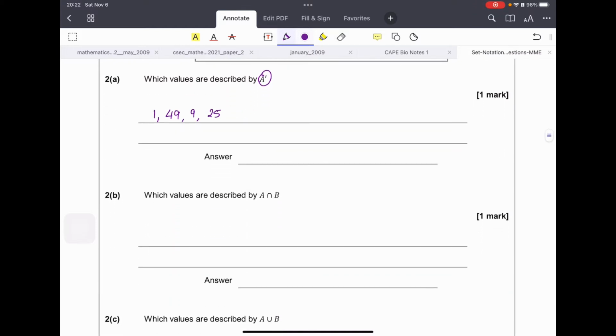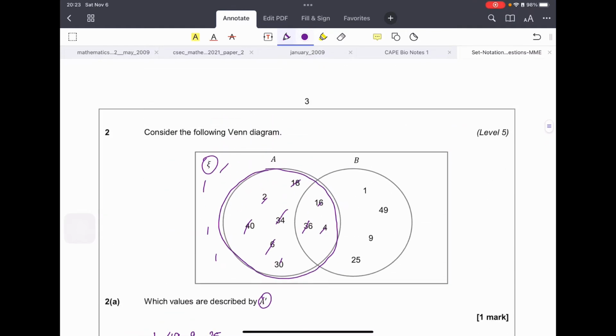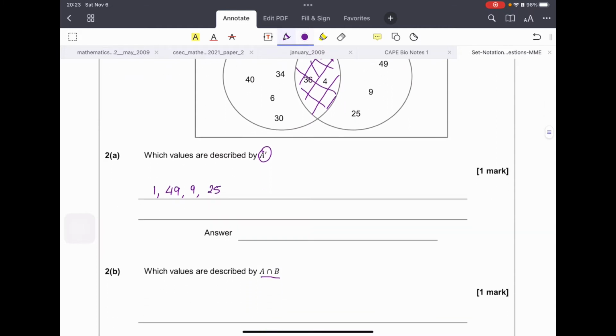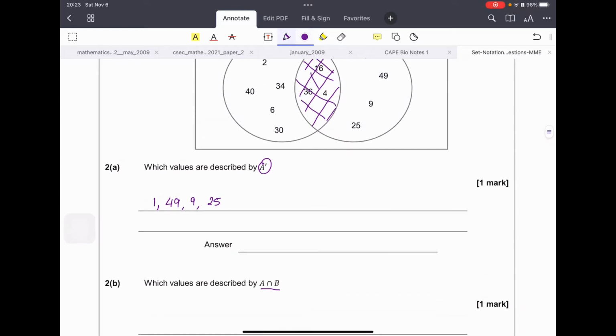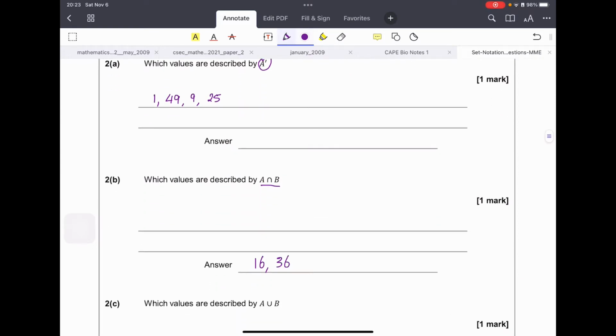Okay? Which values are described by A intersect B? So let me erase all these markings here so we can go back to the question. A intersect B, as you remember, is everything that is in A that is common with B. So only the stuff that A has that B also has. And on a Venn diagram, that is this area here that the circles meet. Okay? Only this area. So we have 16, 36, and 4.